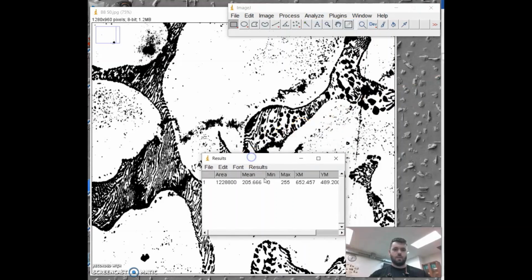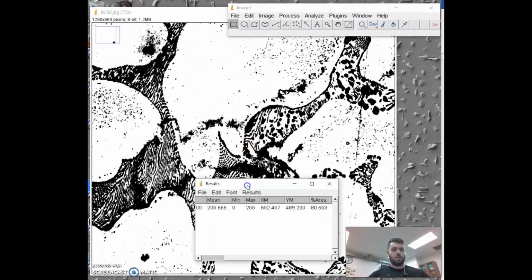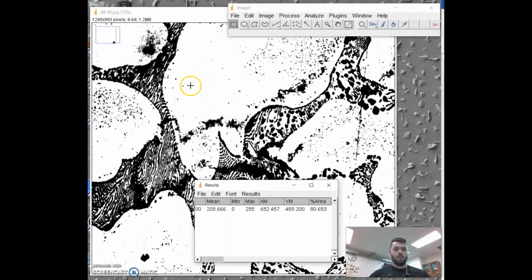And it comes up with this table. And you can learn lots of stuff, but what we care about is the percent area. So in this image, this would be the percent of white, so the percent of beta in our image, because you remember this part was lighter colored. This is our silver beta region.